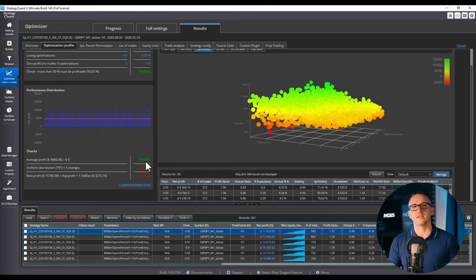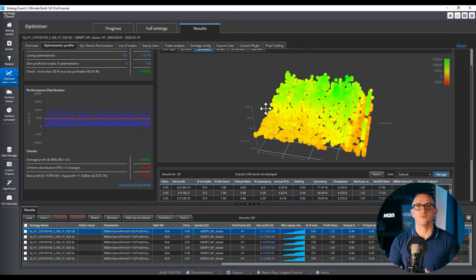Third, I study the distribution of profits. If results jump wildly from large profits to large losses, it usually means instability. But if the distribution is smooth and consistent, that gives me more confidence. Then I compare the best result with the average. If the best run is far above everything else, it is probably an outlier. And outliers are not something you should build your trading business on.